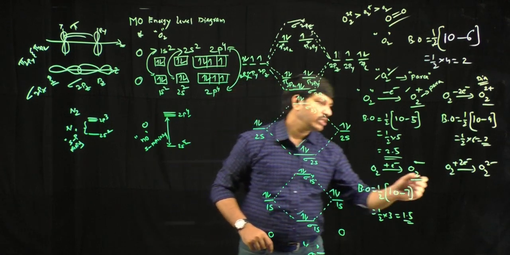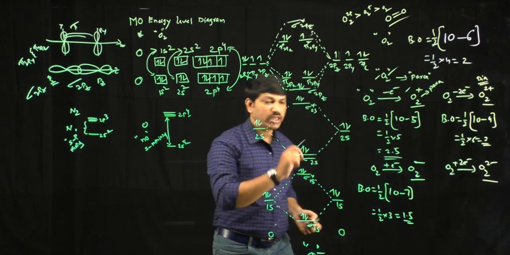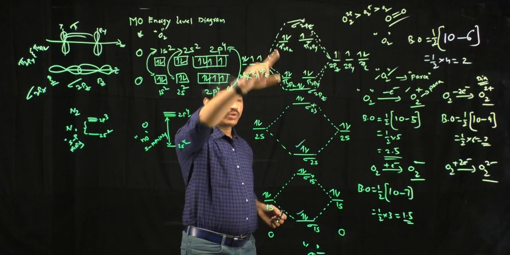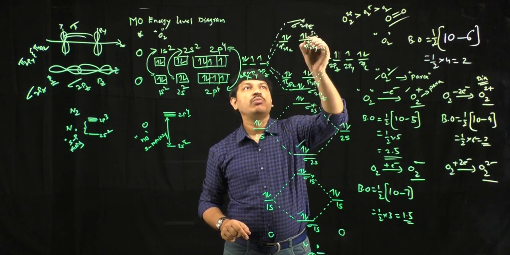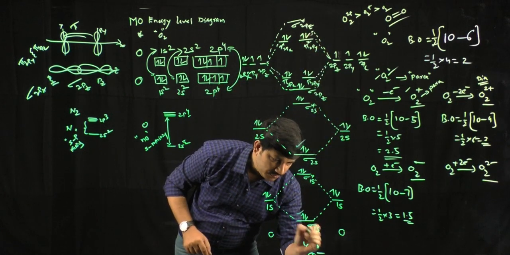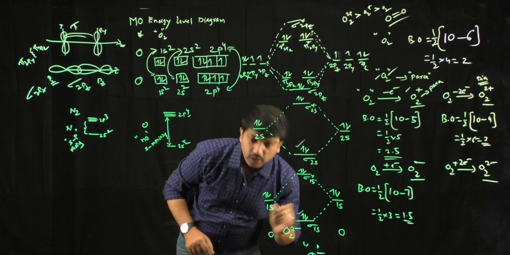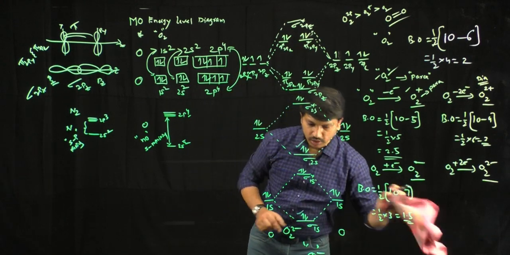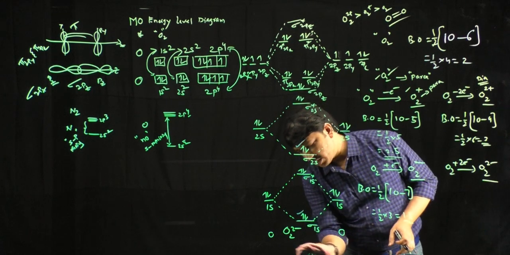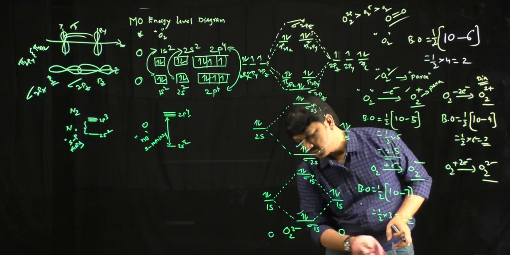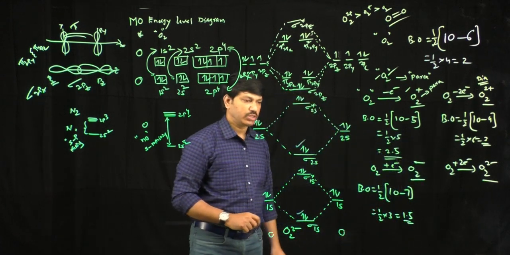Similarly, in the second case, how do we form the O2 2 minus species? For the O2 minus species, if we add one more electron, then that is actually the O2 2 minus species, like this.